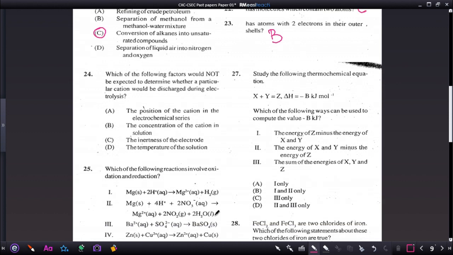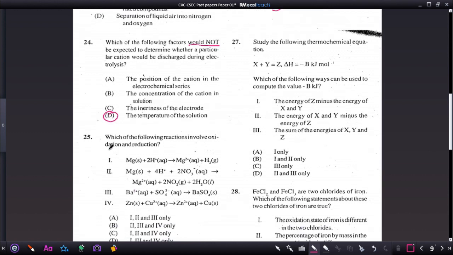24. Which of the following factors would not be expected to determine whether a particular cation would be discharged during electrolysis? So we are looking for what would not have an effect on the cation being discharged. The position of the cation in the electrochemical series, that's an effect. The concentration of the cation in the solution, that's an effect, with the exception of sodium and potassium, those very reactive ones. The inertness of the electrode. The temperature of the solution, which is D. So the answer is D.